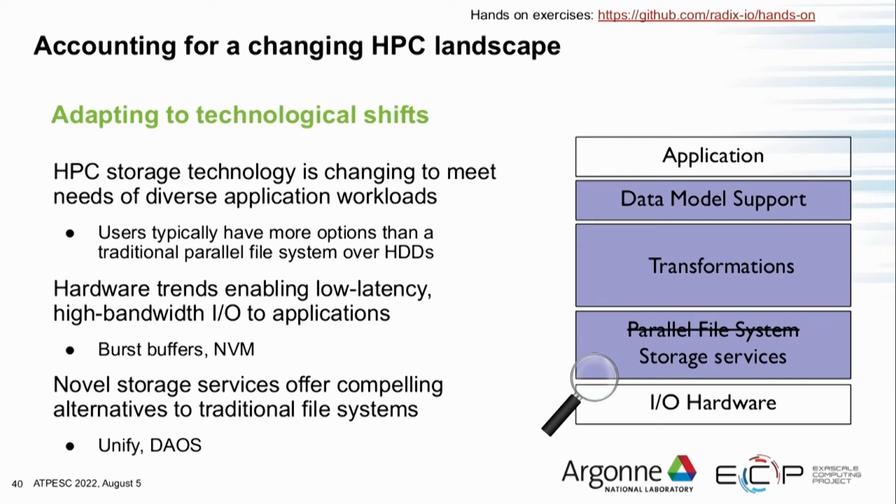Some examples that we've heard about are burst buffers and also node local non-volatile memory. Those are all things that are increasingly available to HPC users and can obviously give you a lot of performance benefits. And built on top of these hardware and architectural constructs are new storage services, things like Unify and DAOS, which we've heard a little bit about.